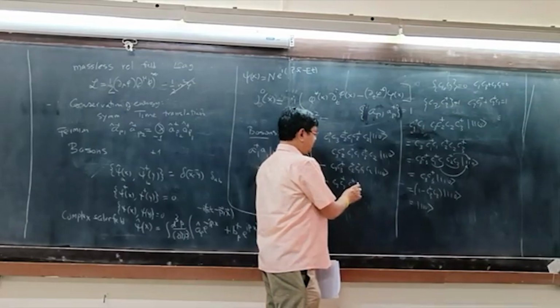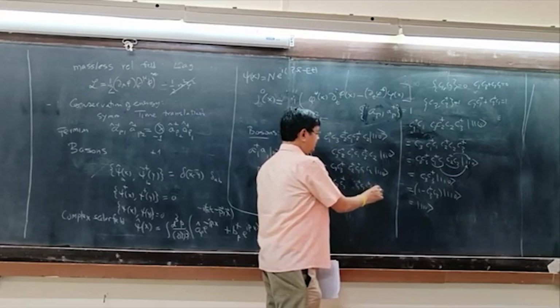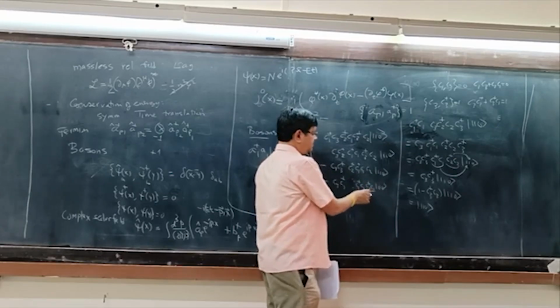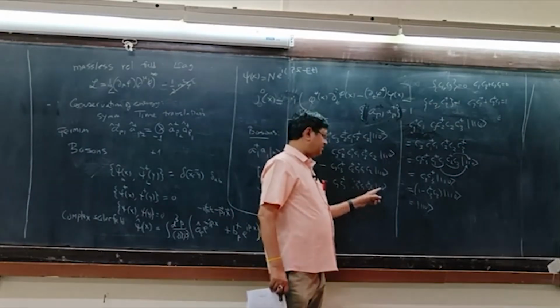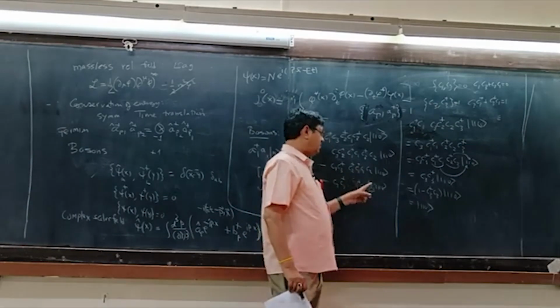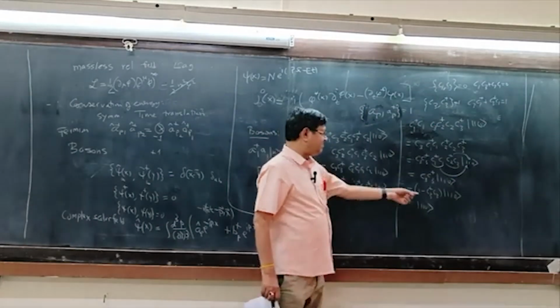C3 dagger, C2 dagger, sorry, C1 dagger. So I'm taking to the right. So C1 dagger, C1, C2 dagger, C2. So this is number operator acting on 1, 1. Number operator acting on 1 is 1.